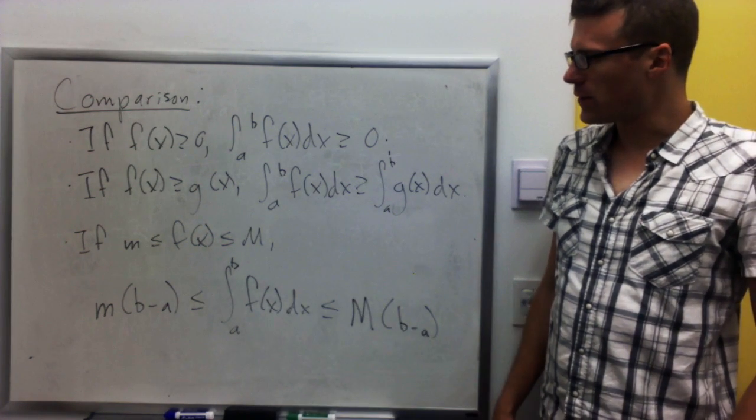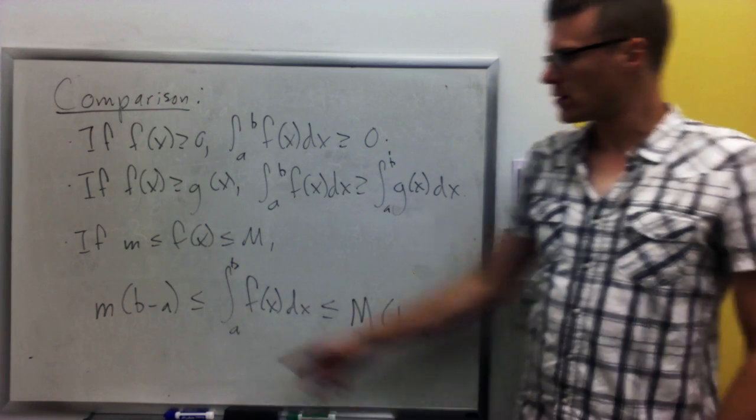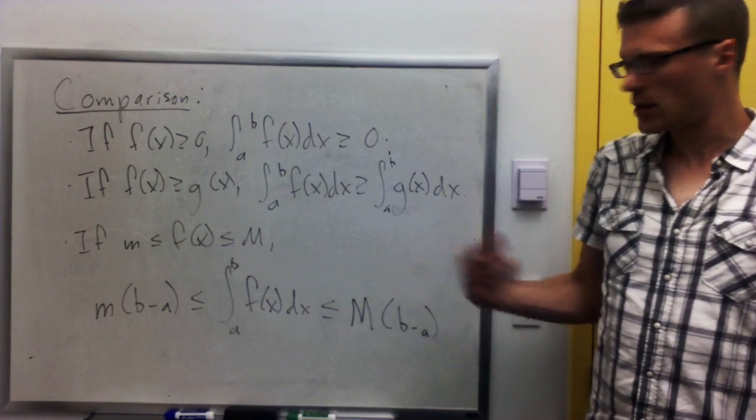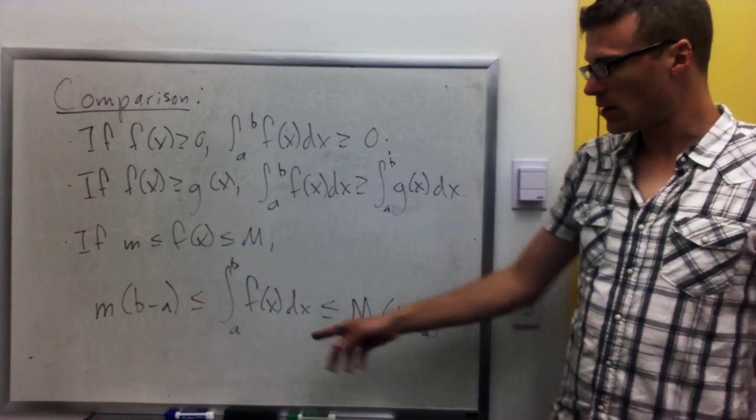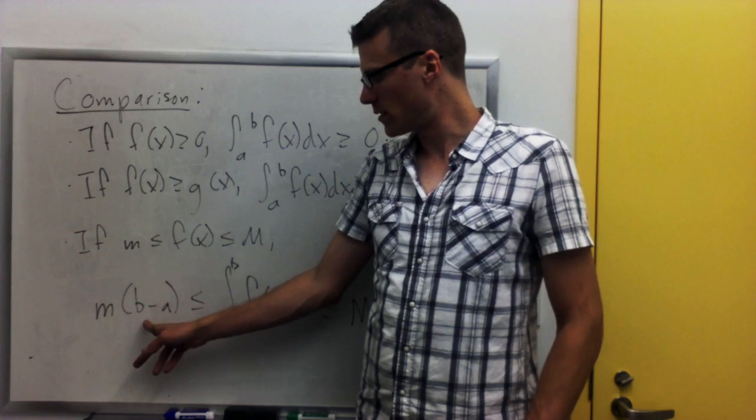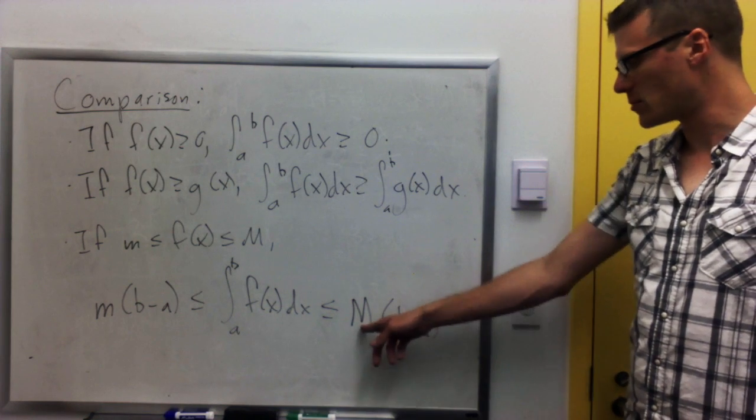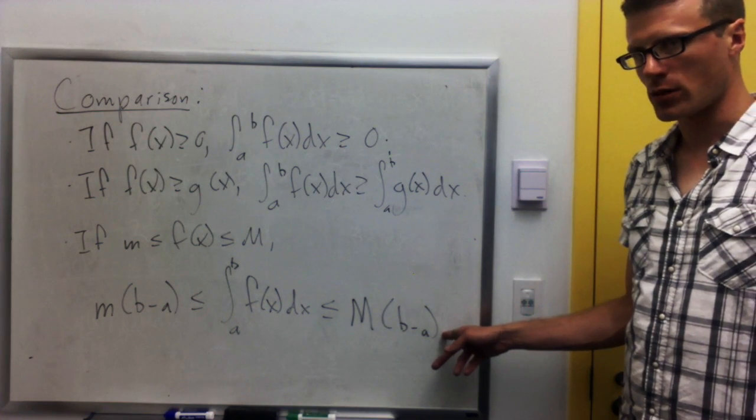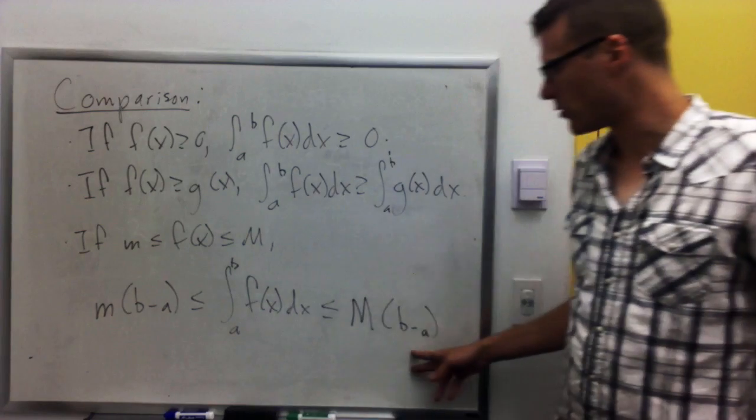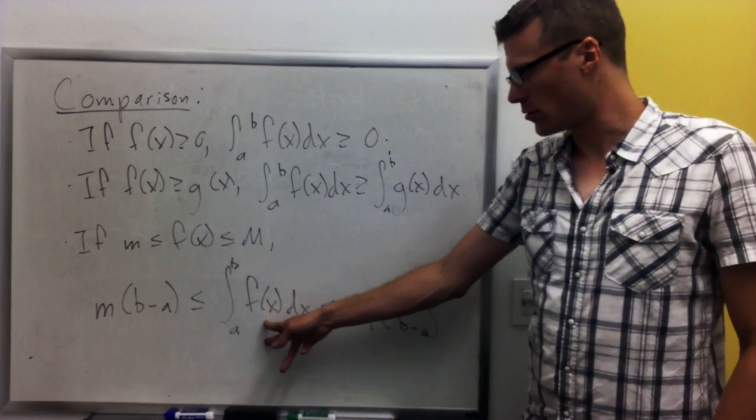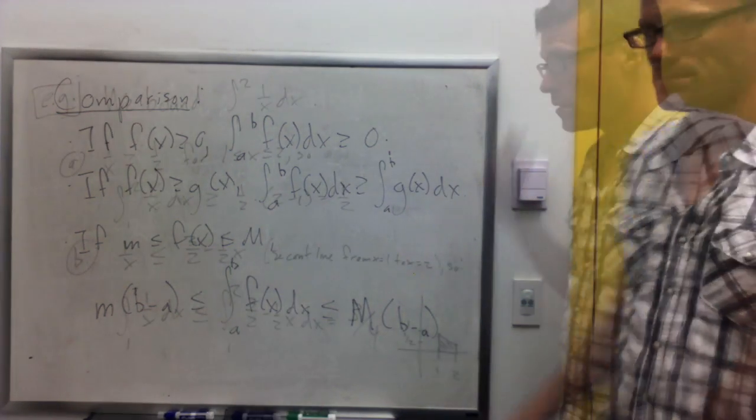Finally, if we know that a function f of x is bounded between a small number m and a big number, big M, so a minimum and a maximum, then the integral itself is bounded between multiples of these numbers. Specifically, the integral is at least the minimum times the length of the interval we're integrating over, and it's at most the maximum value times the length of the interval we're integrating over. So really, we should be thinking of these as the sizes of some rectangles, and this is just saying that this integral is bigger than this minimizing rectangle, but smaller than this maximizing rectangle.